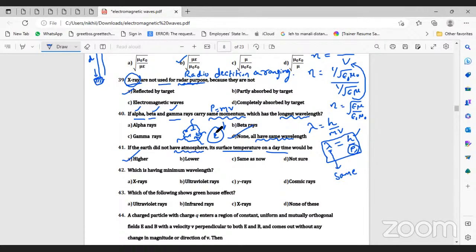So if there is no atmosphere, what is your conclusion? The atmosphere will not absorb the radiation. If it is not absorbing the radiation, the temperature would go higher. So in the absence of atmosphere, the temperature would increase. So option A is the right answer.